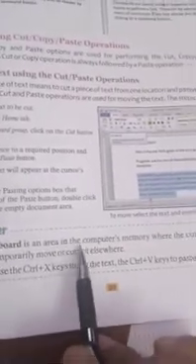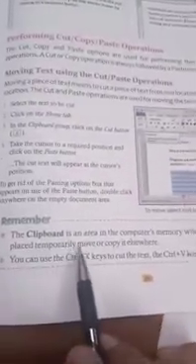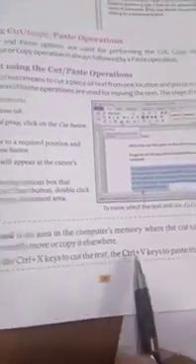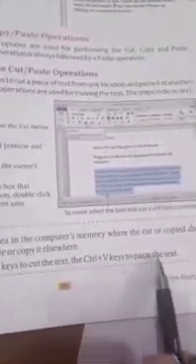double click anywhere on the empty document area. Students, remember, the clipboard is an area in the computer's memory where the cut or copied data is placed temporarily. Move or copy it elsewhere. You can use the Ctrl+X keys to cut the text and Ctrl+V keys to paste the text. So I will show you cut and paste.